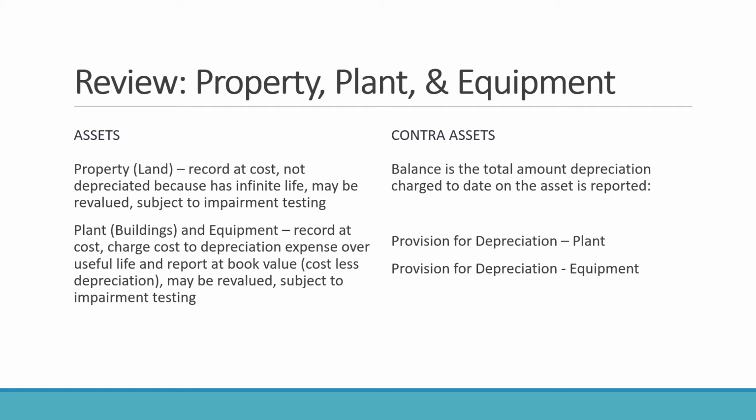So those assets are reported at book value, which is going to be the amount in the plant account minus the provision for depreciation for the plant, and the amount in the equipment account, essentially its cost, less whatever's in the provision for depreciation equipment account. So once again, we say that they are reported at book value, which is the cost, which is recorded in the asset account, minus what's in the contra asset account.